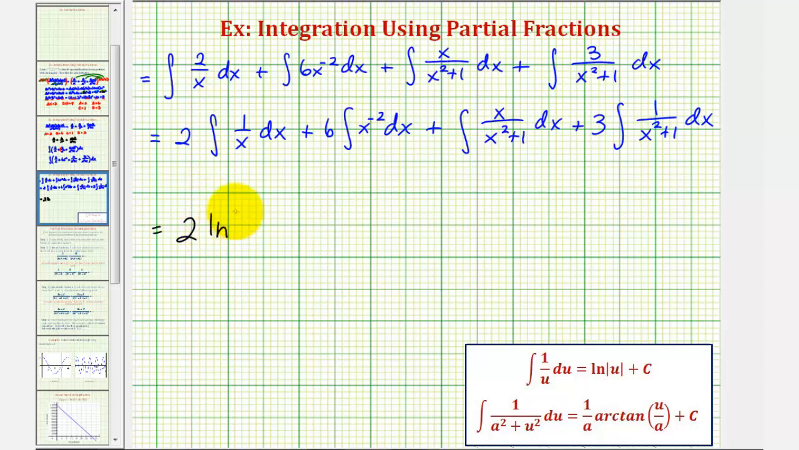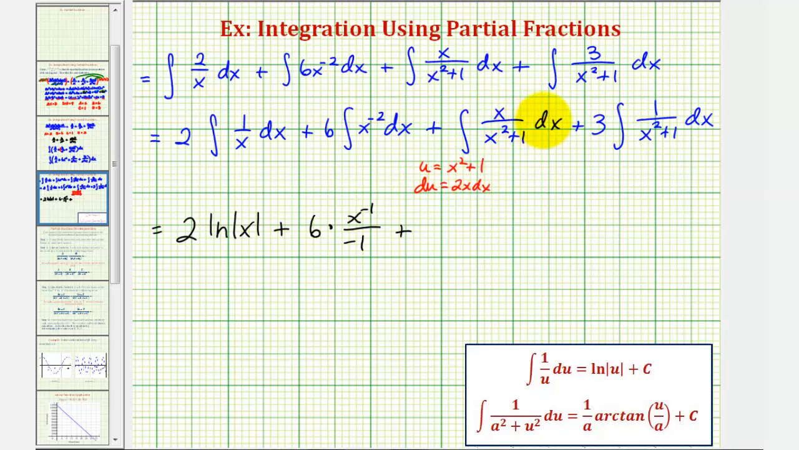So we have 2 natural log absolute value of x, plus here we'd have 6 times, we'll add 1 to the exponent, that would be x to the power of negative 1, divide by the new exponent, that's going to be negative 1, plus here we'll perform u substitution, where we'll let u equal the denominator. So notice if u is equal to the denominator of x squared plus 1, differential u equals 2x dx.